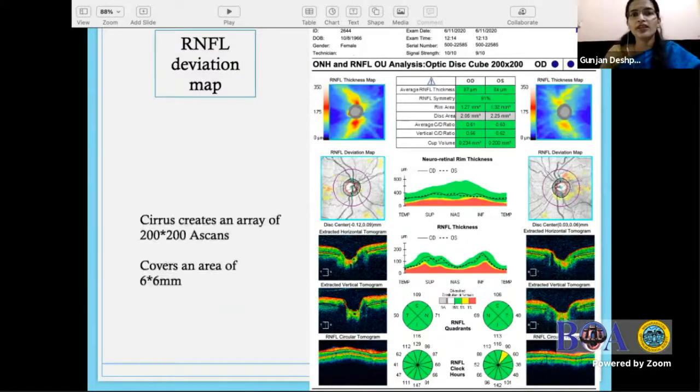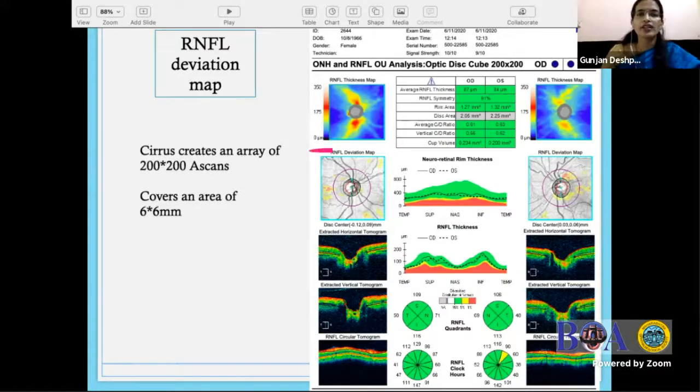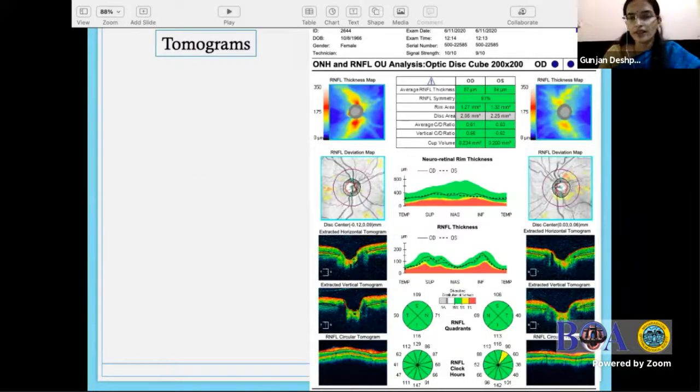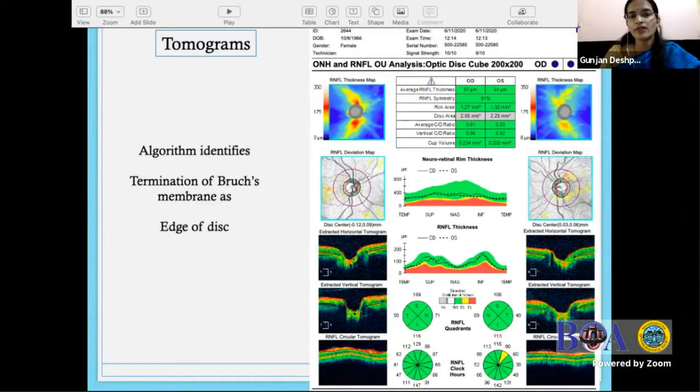The next one is the RNFL deviation map. Over here, the Cirrus machine creates an area of around 200 by 200 A scans, and a circle of 3.4 millimeter diameter is centered on the optic disc, covering an area of about 6 by 6 millimeters, and this particular area is then analyzed. There are 3 different tomograms. The first 2 tomograms that we need to see are the horizontal and the vertical tomograms. They help us in identifying the termination of the Bruch's membrane, and then this lets us measure the optic disc and the optic cup, as we can see here on the screen.